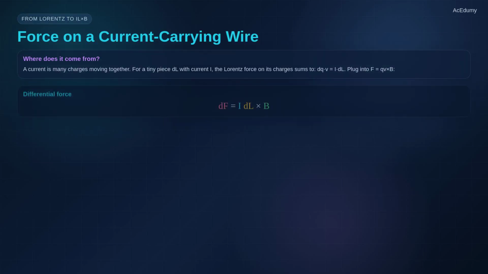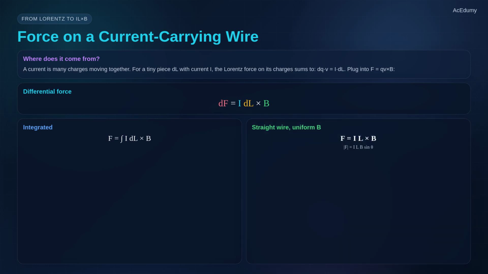Now scale this up to a current-carrying wire. A current I is just a bunch of charges moving together. For a tiny piece of wire dl carrying current I, the charges inside give rise to a force. Using dq times v equals I times dl, the Lorentz law becomes dF equals I dl cross B. Integrate along the wire and we get the total force. F equals the integral of I dl cross B.